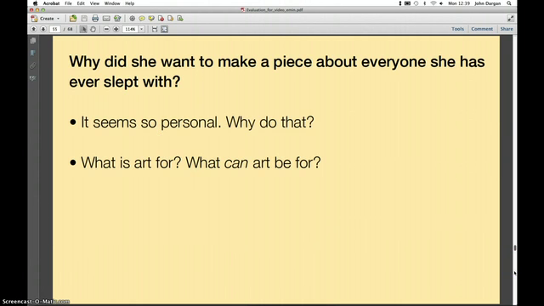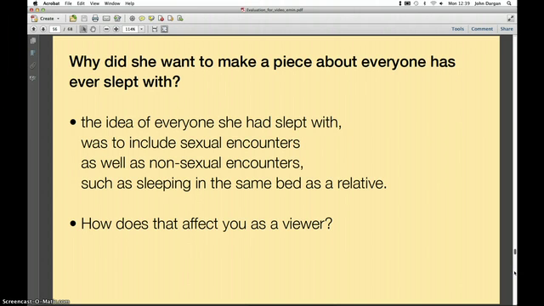And why does she want to make a piece about everyone she's ever slept with? It seems so personal. Why would you want to do that? Does it make you think about what art can be for? What is art for? The idea was to include everyone. The concept was that she would include everyone she'd ever slept with. So that's including people she's had sex with, as well as people that she slept in the same bed as, like a relative. That was the point. So how does that affect you as a viewer of that?